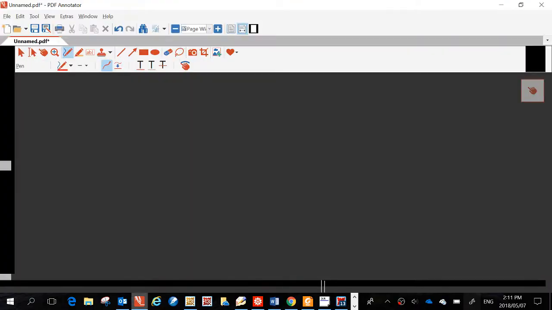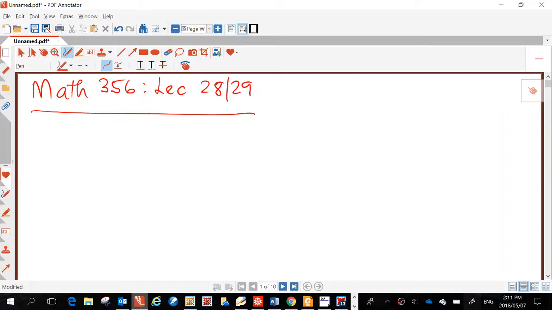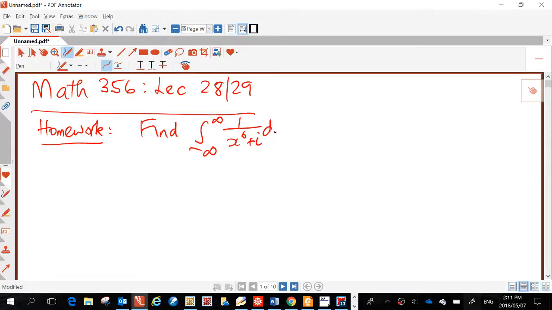Right, so as I said, we have lost a bit of time, therefore I'm trying to pull it back. So let us start first with the homework problem I gave you on the last lecture to check. I just want to make a few comments on it, not go into the details. And the problem was something like: find the integral from minus infinity to plus infinity of 1 over x to the 6 plus i dx.